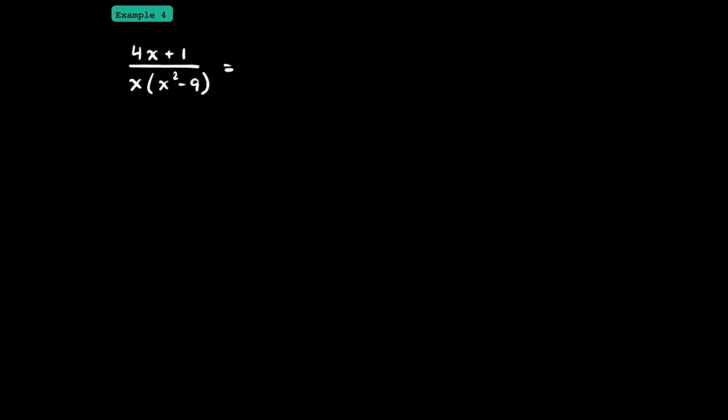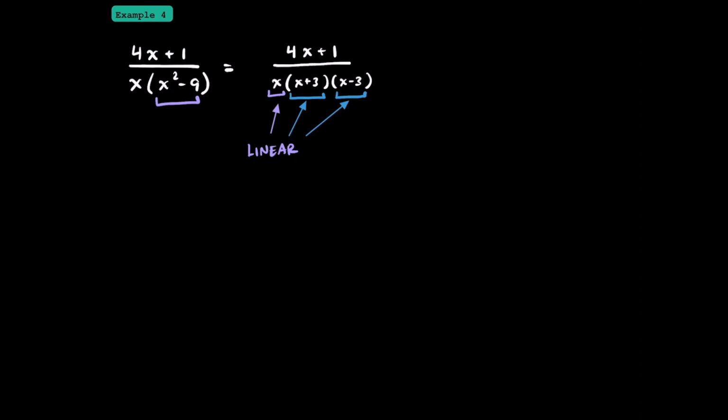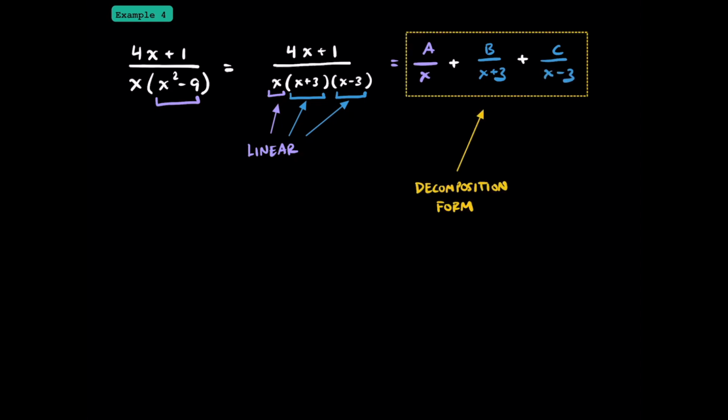And here's example 4. Looking at this denominator, hopefully you notice that this is going to be a difference of squares. After factoring our difference of squares, we're going to get 4x plus 1 in the numerator over x times x plus 3 times x minus 3. We factored our quadratic into two linear factors. Here we can now see that all three factors in the denominator are linear. From this, we can write a over x plus b over x plus 3 plus c over x minus 3. Here's our decomposition form. The key takeaway from this example is to see if your quadratic is factorable or not.